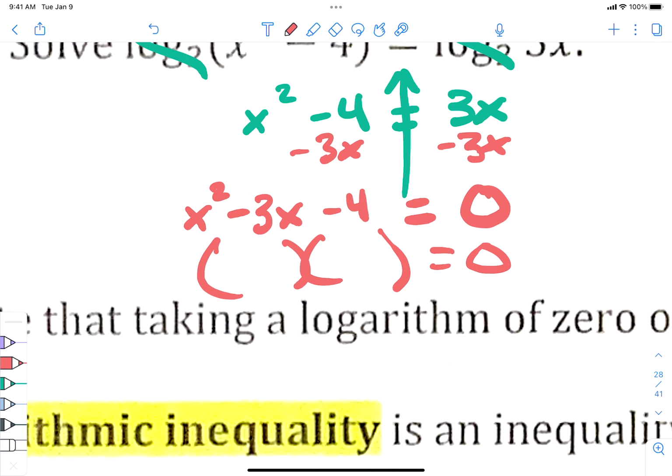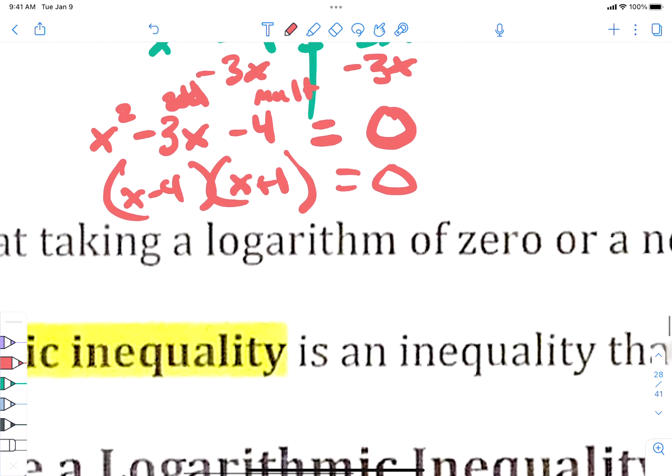We want to break them down. Multiply to get negative 4, but when I add them, give me negative 3. X minus 4 and x plus 1. Okay, good. Now, I set each one of them equal to 0. So if x minus 4 equals 0, x is equal to positive 4, and x is equal to negative 1.